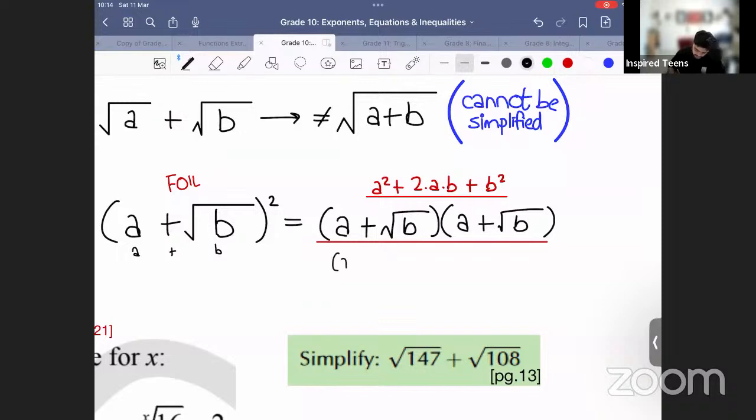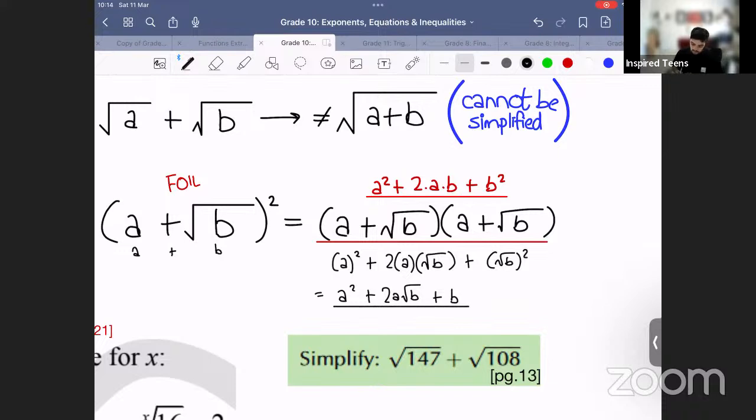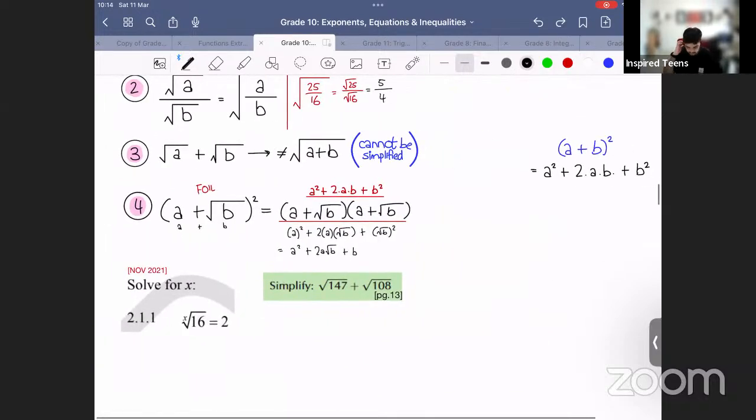Okay, so (a + √b) squared is a squared plus 2a root b plus root b squared, so square root b squared. When I simplify this, I get a squared plus 2a root b plus b. Okay, that's just to simplify. However, you can write it out like that as well. So that's just foiling a surd.